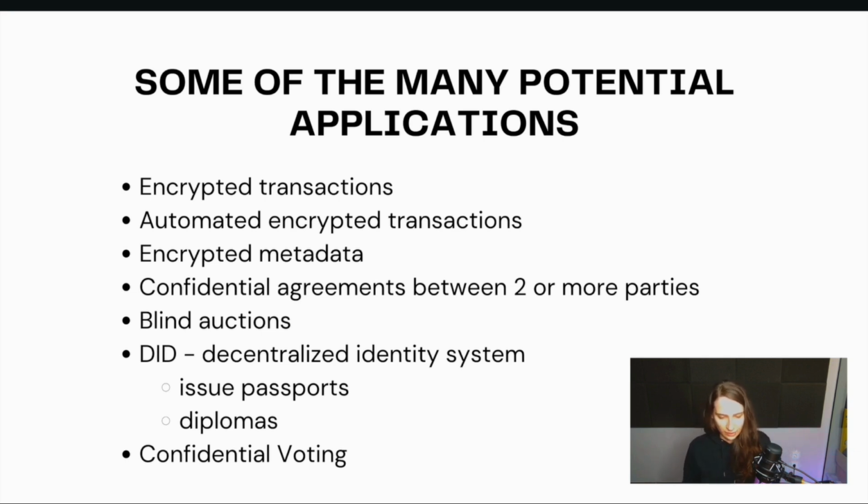We can have certain confidential agreements between two or more parties. We can have blind auctions. We can have different decentralized identity systems. We can issue passports on-chain, diplomas. We can have processes where you don't have to go physically somewhere or interact with a permission system, but you can do everything permissionlessly. And of course, finally, confidential voting, which is such a big problem, if you want to dive into that. It's very, very interesting. Anyways, there is a whole myriad of more applications. I invite you to look into them.